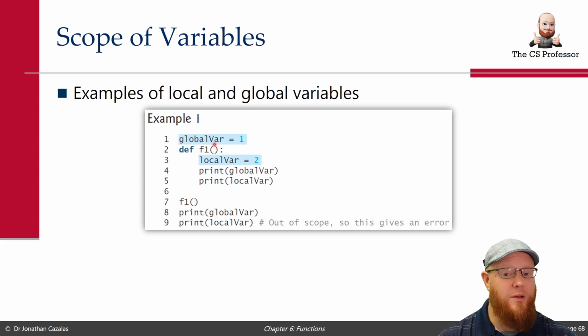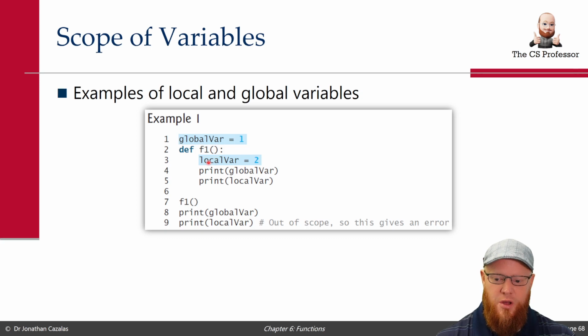Notice that on line 1 we have this global variable that is set equal to 1. That's just the name of the variable. I called it global var equals 1. Then we have this function, function f1.